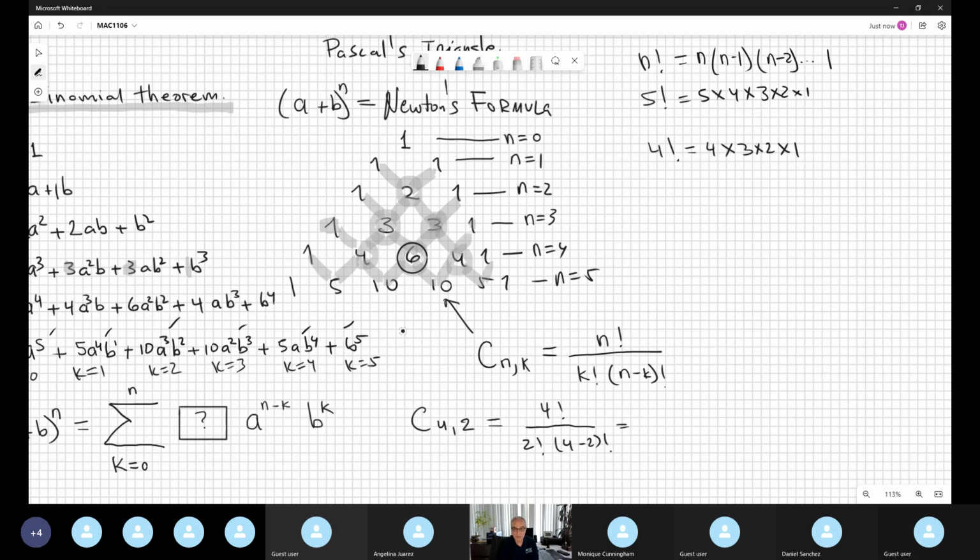And we come back to the specific example. 4 factorial, we can expand. First of all, you have 4 factorial divided by 2 factorial, and 4 minus 2 is again 2 factorial. But 4 factorial is 4 times 3 times 2 factorial. And 2 factorial is 2 times 1, which is 2. So basically, this is 2 and this is 2, and they cancel. And this 2 cancels with the 4, leaving 2 times 3, which is 6. And you get exactly the same 6 in that position.